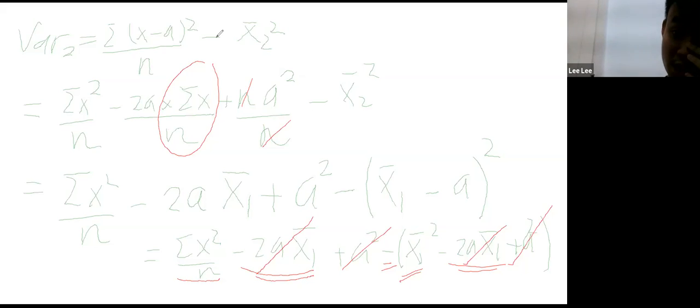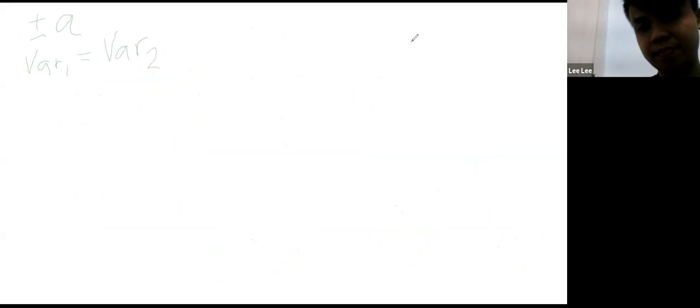So what is the conclusion here? The conclusion is, when you lower the data by A, the mean will follow. But will the variance change? If you only add or subtract A from the data, the variance 1 and the variance 2 will stay the same. Now we go back to the question just now.